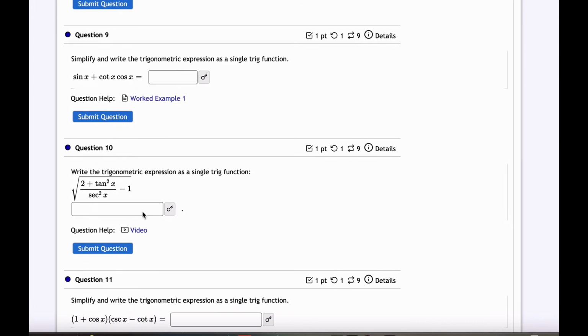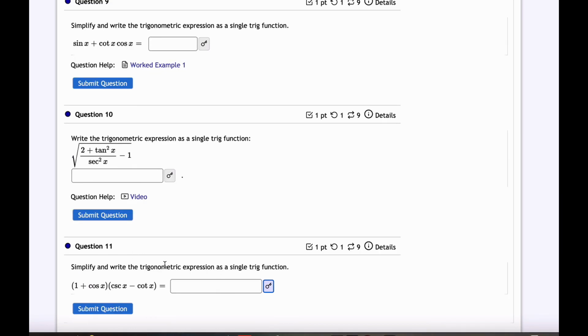Question 10 looks miserable, but I think it'll work out pretty nicely. You see a 2 here that you're not really used to. It might help to view this 2 as 1 plus 1, because then you'll have 1 plus 1 plus tangent squared x, and that 1 plus tangent squared x maybe you can deal with. That might not make much sense now, but I think when you're actually solving this, that'll help. My trick here is change this 2 into 1 plus 1.